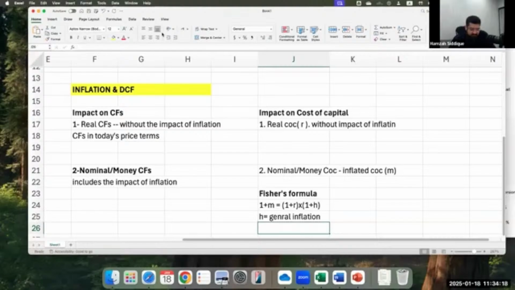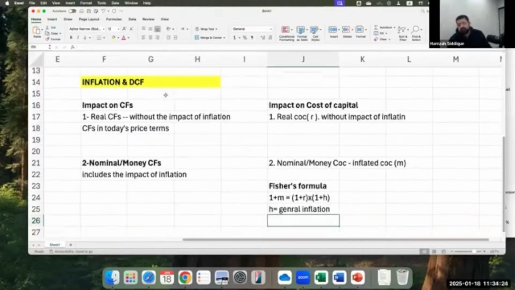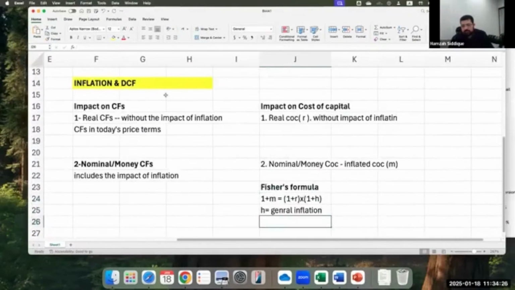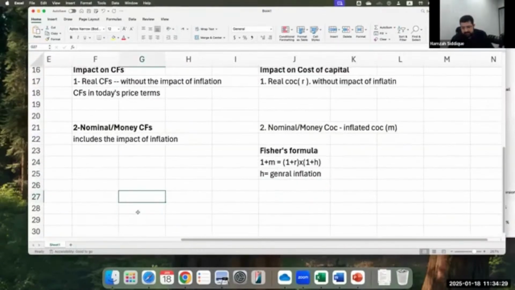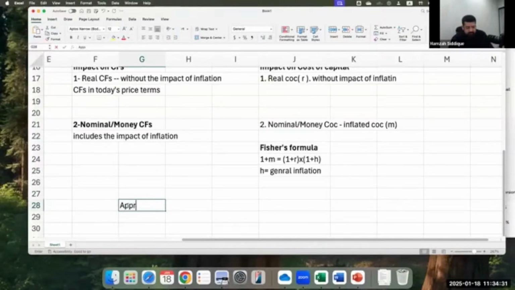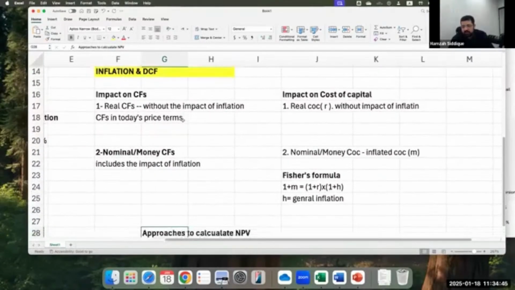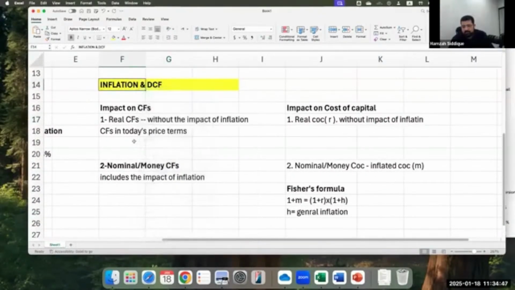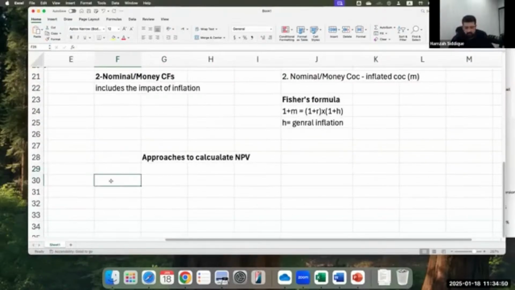Next, students, the next point is approaches to calculate NPV. Why are we studying it? Basically, we have to calculate the impact of inflation on NPV. There are two approaches. One is called the money approach. The other is called the real approach.